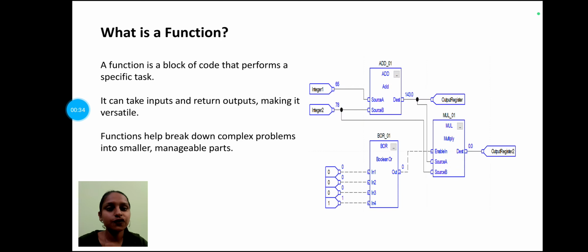What is a function? A function is a block of code that performs a specific task. It can take input, perform operations, and return the output, making it versatile. Functions can help break down complex problems into smaller, manageable parts. This is called modularity. It means dividing the problem into small parts so that it is easy to perform the task.